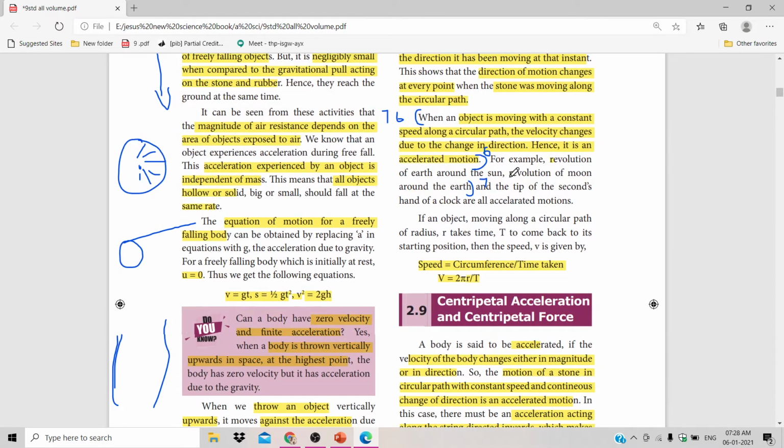Example: revolution of the earth. The earth is revolving around the sun in a circular orbit.